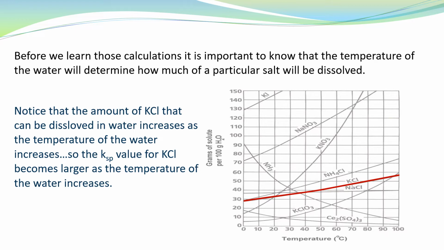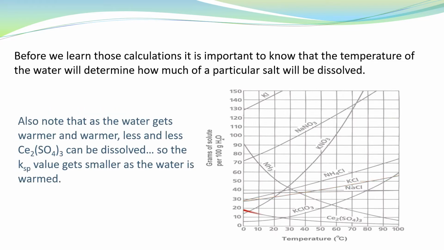And that's true of most salts. The warmer the temperature of the water, the more salt you're able to dissolve. Although that is not always the case. Note that as the water gets warmer and warmer, less and less Ce2(SO4)3 can be dissolved. So the KSP value gets smaller as the water is warmed for this particular salt.